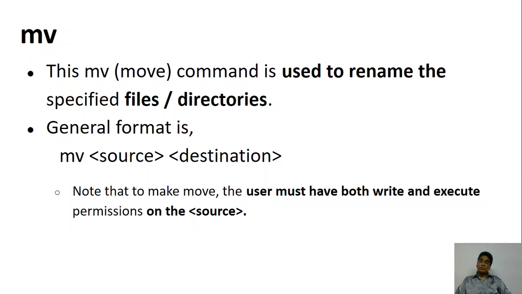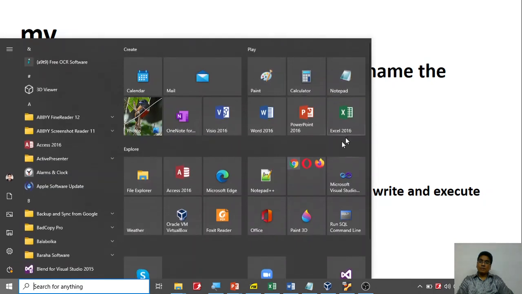Next command is the move command. So you know very well, copy, paste and cut, paste. You know the difference between cut and paste and copy and paste. So this is cut and paste. You are moving a file from one folder to the other folder. It can also be used to rename. So you don't have a separate command for rename. mv itself can be used for renaming it. So let's first look at how it can be done.